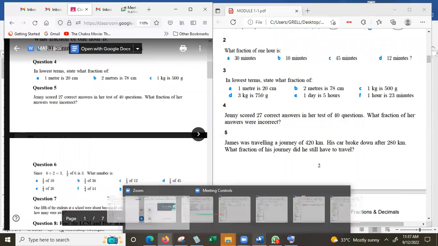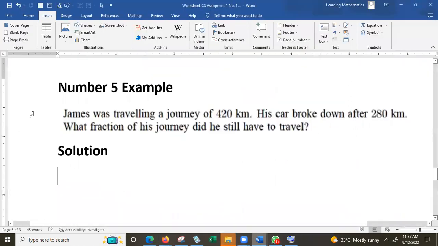So we're going to use this question as an example. James was traveling a journey of 420 kilometers. So the total journey is 420. His car broke down after 280 kilometers. What fraction of his journey did he still have to travel? So we have to get the amount that he still has to travel.